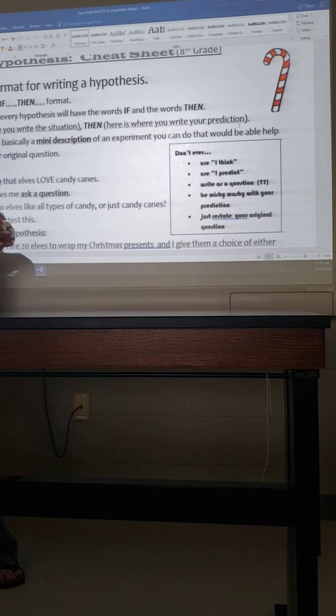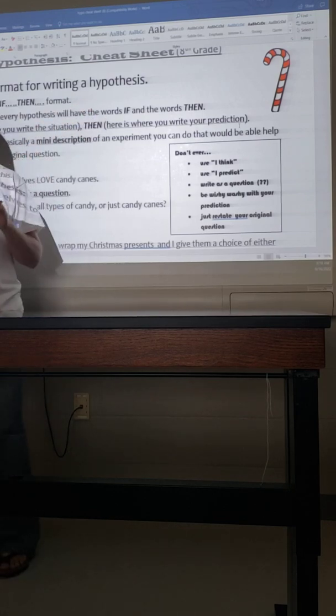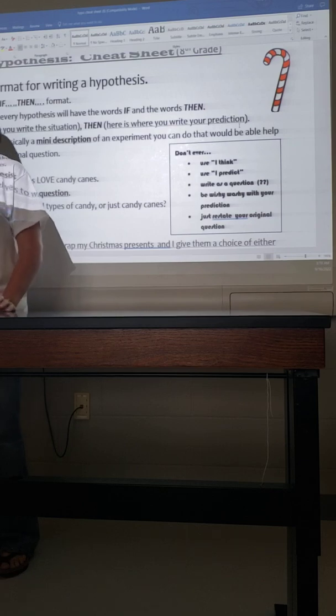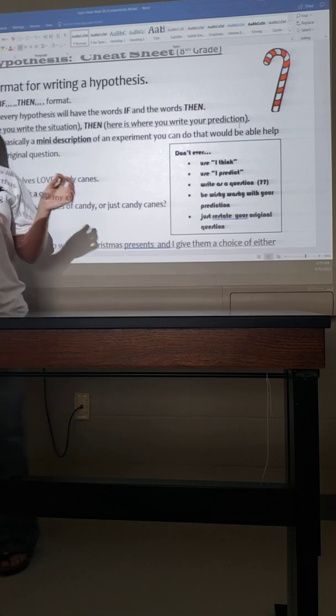Okay, so I just want to go over this, but we know that there's a set format. We use the if-then format. What we mean by that is the very first word you're ever going to use, and always use, for your hypothesis is the word if. So that's nice, that's right where you need to start. After the word if, this is where your situation is, right? So some little tiny description.